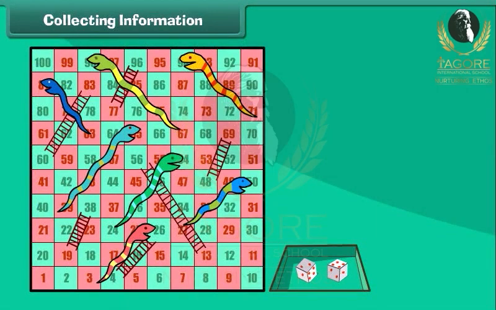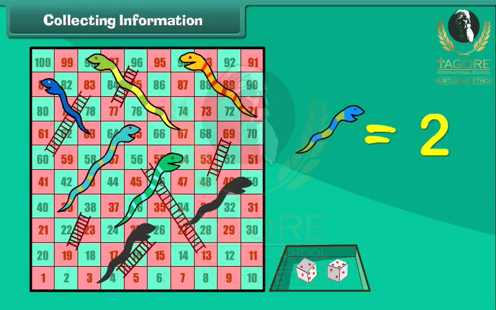Have you played this game before? Yes, it's the snake and ladder game. We will count the number of snakes and ladders seen on this board. Count with me. First, let us count and write the total number of snakes.